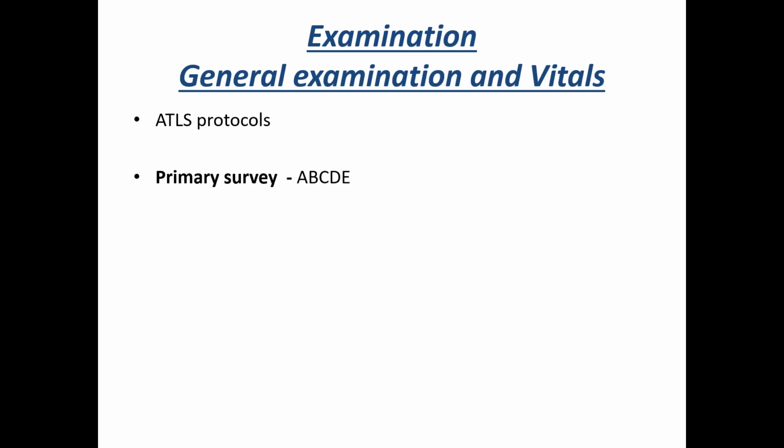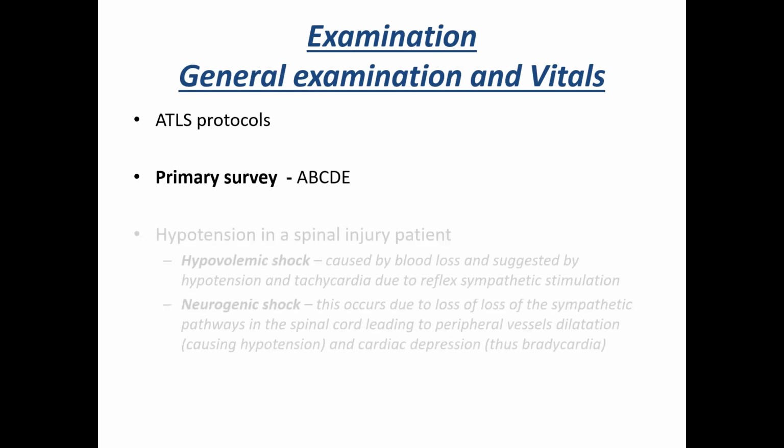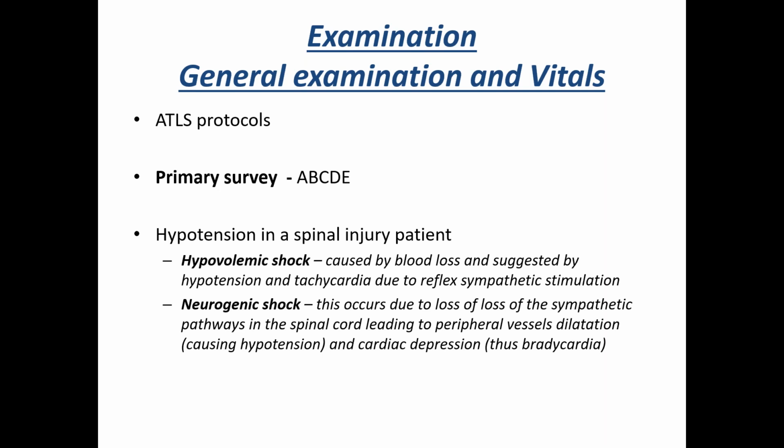General examination remains the same. ATLS protocol, primary survey: airway, breathing, circulation, deformity, and exposure. Hypotension in a spinal injury patient may be because of hypovolemic shock or because of neurogenic shock. Hypovolemic shock is caused by blood loss and suggested by hypotension and tachycardia due to reflex sympathetic stimulation. In neurogenic shock, there is loss of sympathetic pathways in the spinal cord, leading to peripheral vasodilation causing hypotension, and cardiac depression, thus bradycardia. So loss of blood pressure and bradycardia suggest neurogenic shock.